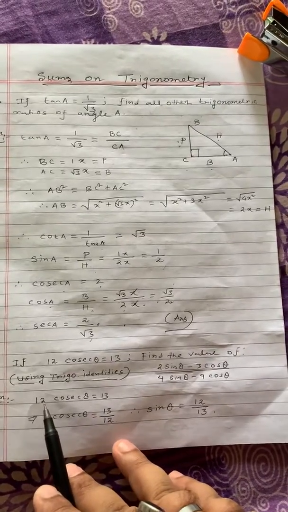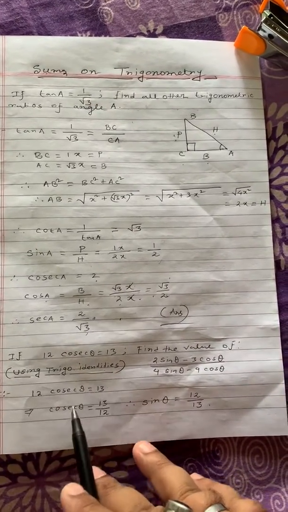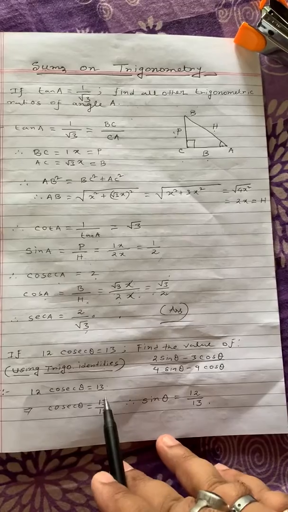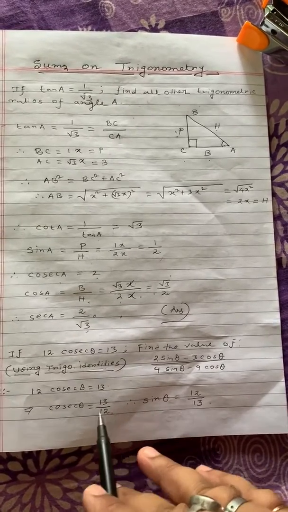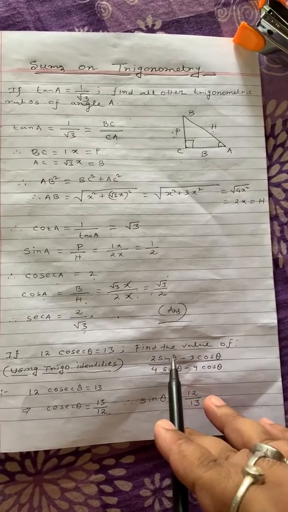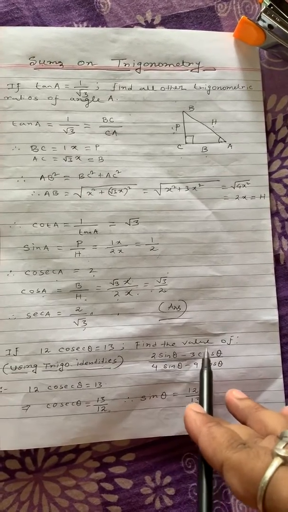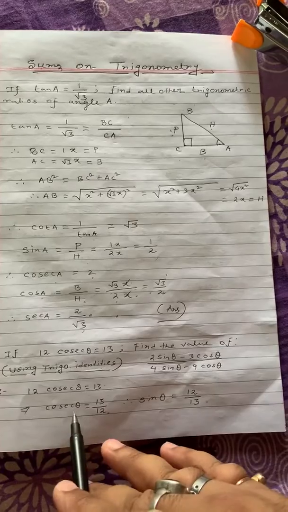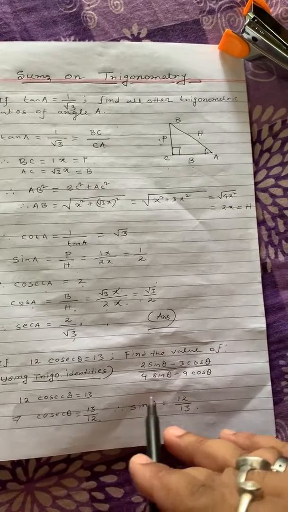So what is written? It is written 12 cosec theta is equal to 13. So we can write cosec theta is equal to 13 by 12. So we know sin theta is nothing but the reciprocal of cosec theta, so it will become 12 by 13. Now see over here, we need the value of sin theta and we need the value of cos theta. We have cosec theta and sin theta, so we have to find out cos theta.